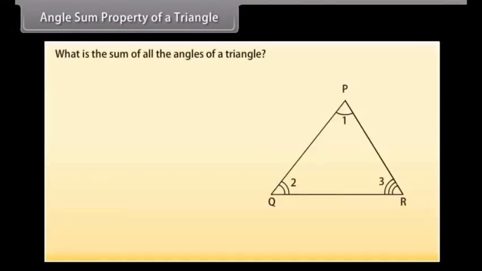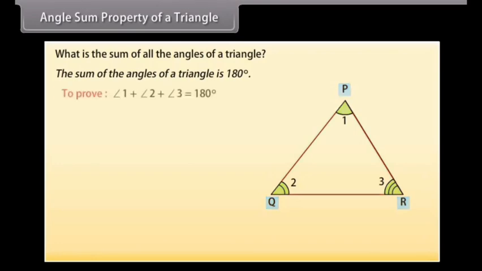Now let us move on to the properties of the triangle. What is the sum of all the angles of a triangle? Yes, you are right. The sum of all the angles of a triangle is 180 degrees. Let us prove this statement using the axioms and theorems related to parallel lines. The property is that the sum of the angles of a triangle is 180 degrees. We are given a triangle PQR, and angle 1, angle 2 and angle 3 are the angles of triangle PQR. We need to prove that angle 1 plus angle 2 plus angle 3 is equal to 180 degrees.